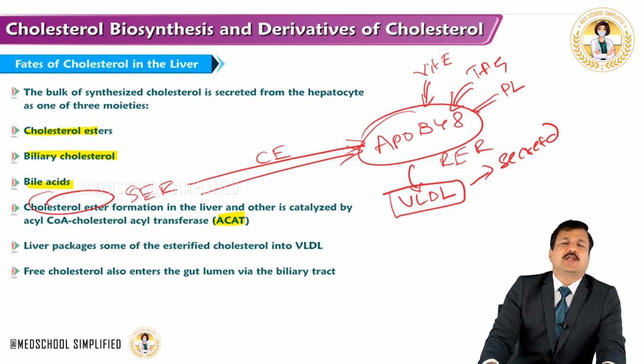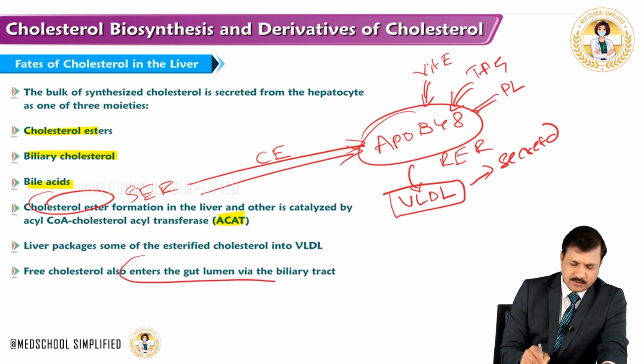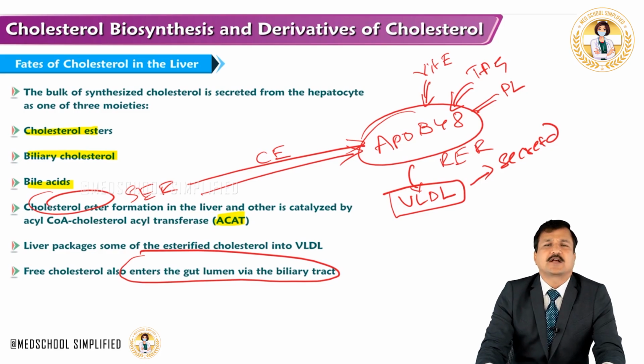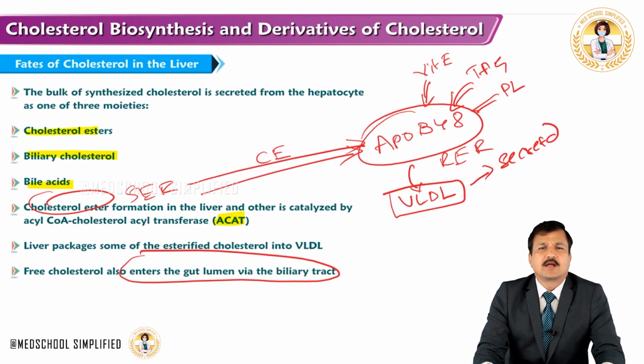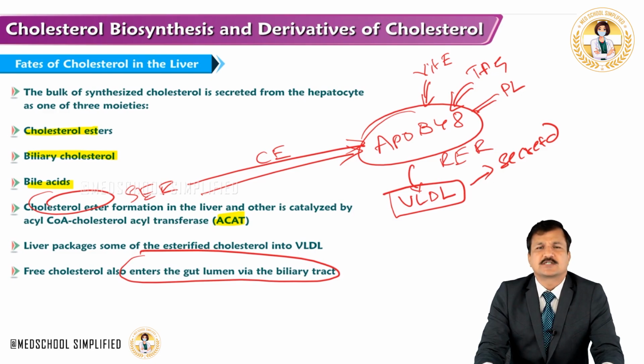Now, some of the free cholesterol in the liver enters the intestine through the biliary tract. That means whenever the hepatocyte has relatively higher levels of free cholesterol, it will simply be secreted into the biliary canaliculi and allowed to get into the intestine, and in the intestine 55% of the secreted cholesterol will be reabsorbed and 45% will just go out of the intestine into the feces.